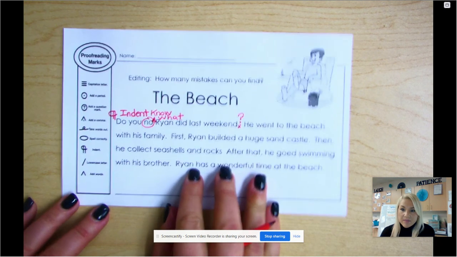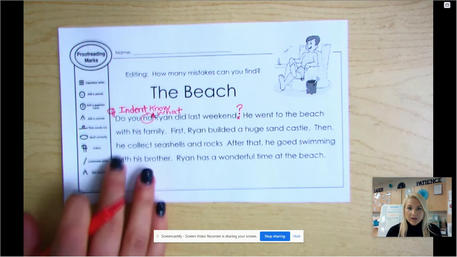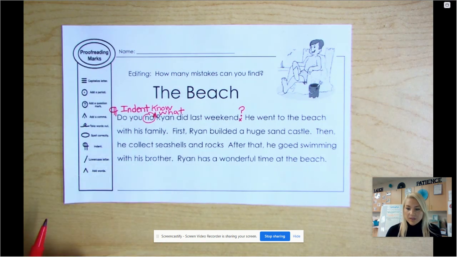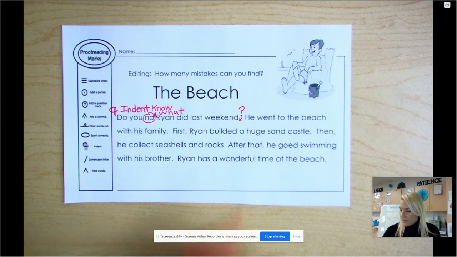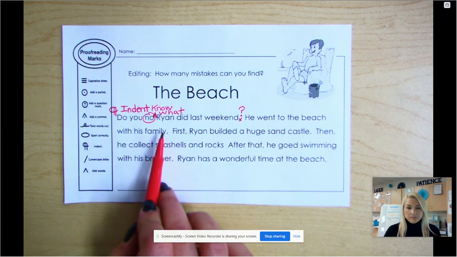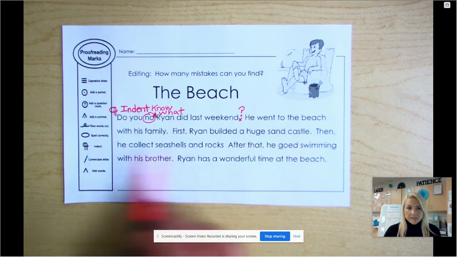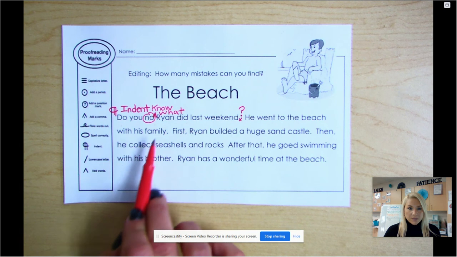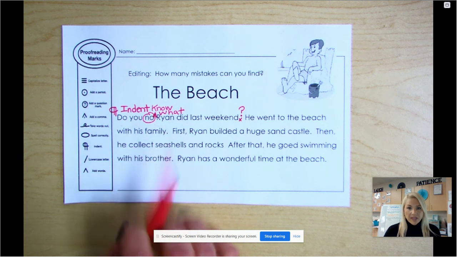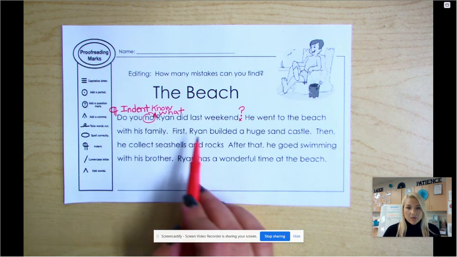I did see some of this wrong in some of your personal narratives, so make sure if you're asking a question, you put a question mark at the end of the sentence. Let's look at the next sentence. He went to the beach with his family. There's a capital at the beginning. All of that is spelled correctly and it's the right word usage. And there's a period at the end. I think that sentence is okay. Let's read the next sentence.